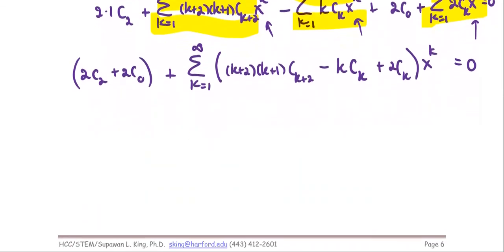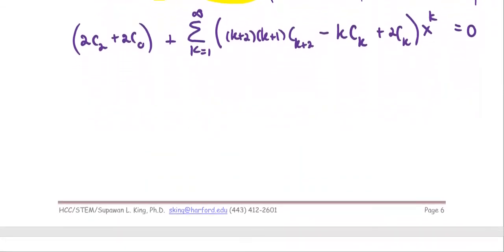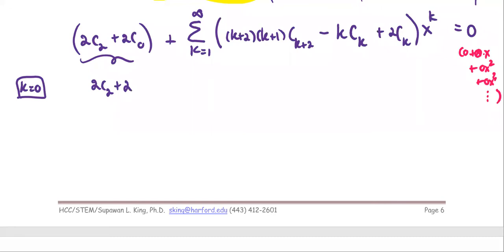Next, we are going to equate the coefficients of the left and right hand sides. The right hand side is 0. That means the coefficient of each term is going to be 0. As we look at the left hand side and the right hand side, we can see that for k equals 0, 2c2 plus 2c0 equals 0, or we get c2 equals negative c0.